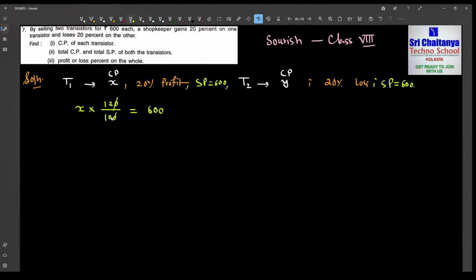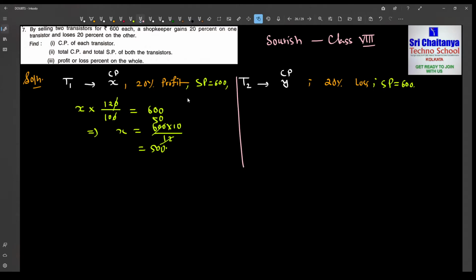So now these two cancel out. Now here we have X is equal to 600 into 10 divided by 12. So now it is 50, so now it is 500. Therefore the cost price of the first transistor we have calculated and the value is 500.